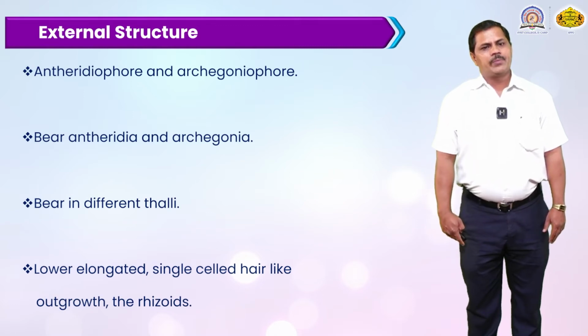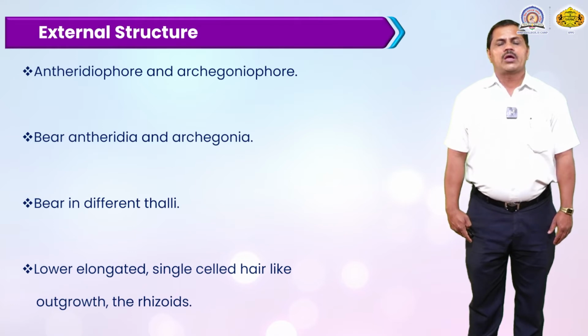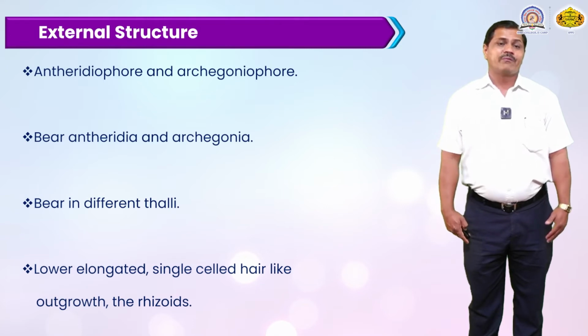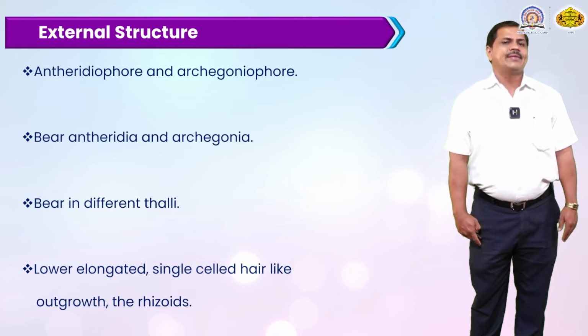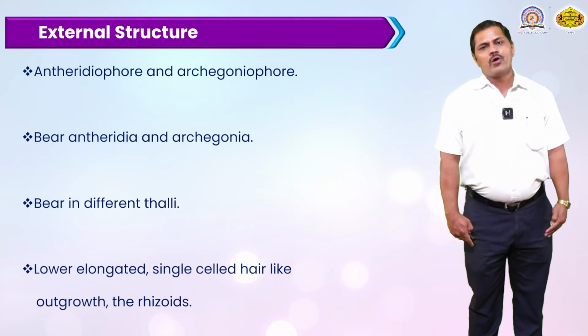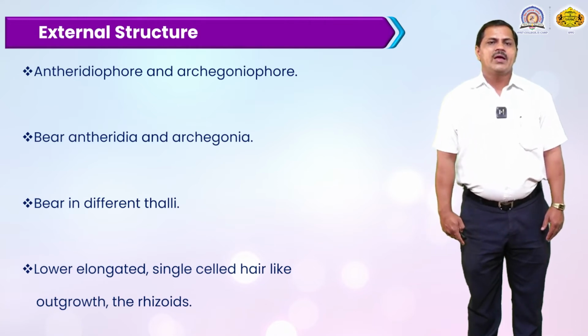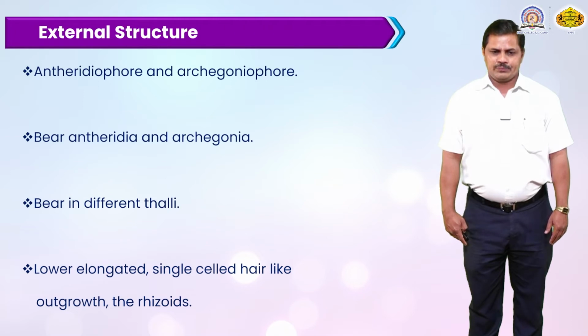The antheridiophore bears the antheridia, and the archegoniophore bears the archegonia. They are on different thalli. Mostly they develop on different thalli. Suppose one thallus develops the archegoniophore or archegonia, and another thallus develops the antheridiophore or antheridia.